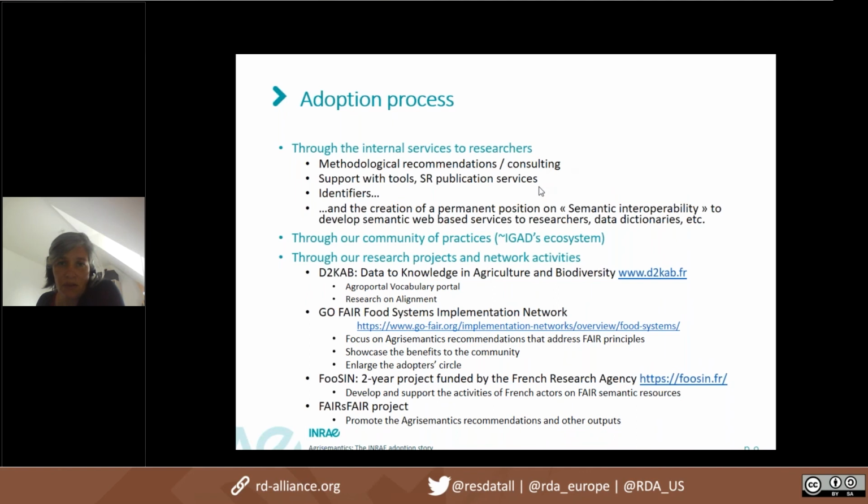So the adoption process, as I said, is continuous through our internal services to the researchers working with semantic resources. We also work inside our communities of practice, mainly people you can meet in the interest group for agricultural data, where we have common tools like AgroPortal, Workbench, and so on. And as I said, we've started some projects and initiatives since the production of the Agrisemantics recommendations, and the recommendations are developed or implemented in all these projects.